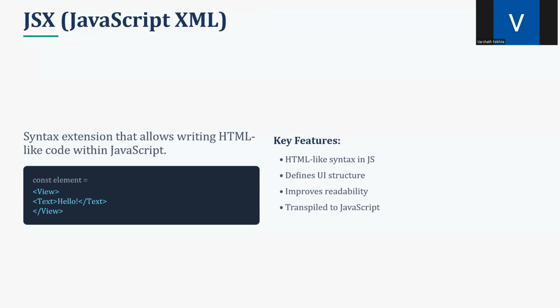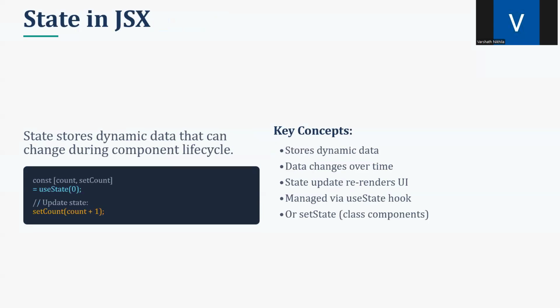JSX. JavaScript XML is the syntax extension that allows writing HTML-like code within JavaScript. State in JSX: state stores dynamic data that can change during the component life cycle. Key concepts: it stores dynamic data, data changes over time, and a state update re-renders the UI.